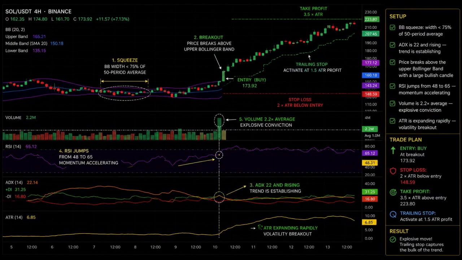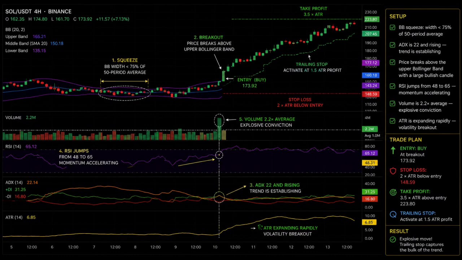Example 3. The squeeze breakout. Setup. Bollinger bandwidth has contracted to below 75% of its 50-period average. Squeeze. ADX is 22 and rising. Trend is establishing. Price breaks above the upper Bollinger Band with a large bullish candle.